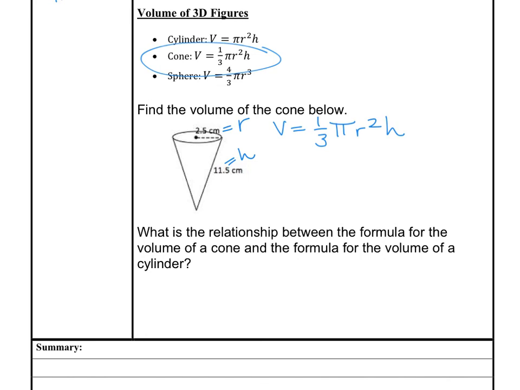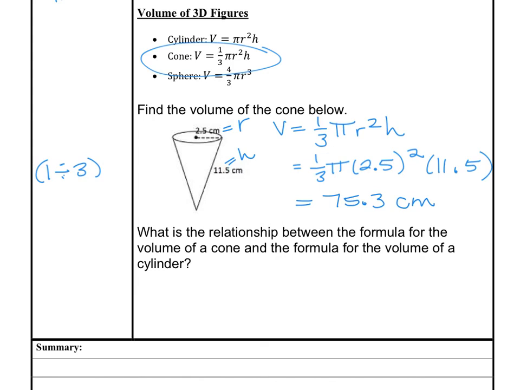Now we're going to plug in those numbers in our formula. So 2.5 goes in for r and 11.5 goes in for h. Make sure when you write it down that you square your radius. What you can do next is just plug this all into your calculator. Make sure when you are putting in a fraction, you close the parentheses around it. So 1/3 should be 1 divided by 3 in parentheses if you put it in your calculator like that. When I put this in my calculator, I get about 75.3, and this was in centimeters, so I'll write that, but it's volume, so it should be cubed.